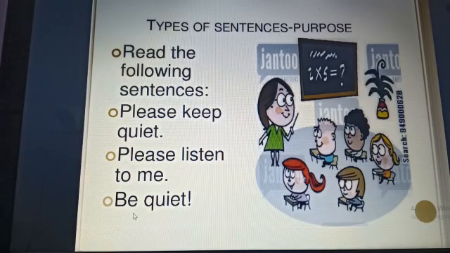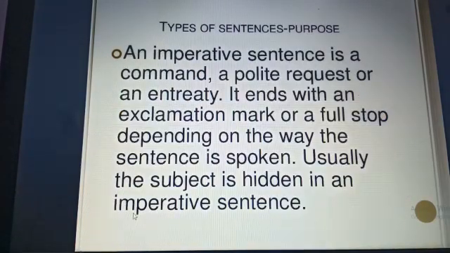The sentences which begin with a verb and do not contain any subject. So an imperative sentence is a command, a polite request, or an entreaty, which is also a request. It ends with an exclamation mark or a full stop depending on the way the sentence is spoken, and usually the subject is hidden in an imperative sentence, or you can take you, Y-O-U, as the hidden subject.